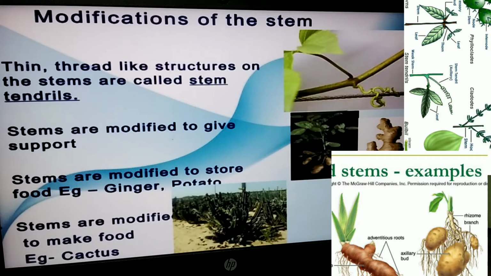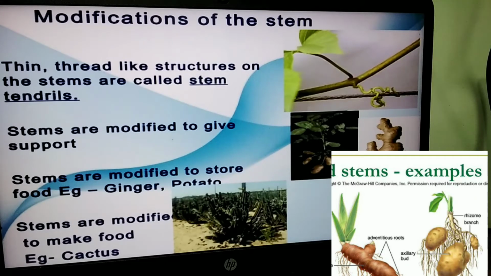Some stems are modified to store food. They are underground. For example, potato and ginger are such stems. Now, if you observe, there are buds on the stem growing into shoots. Like potato, modified stems of other plants growing underground show all parts of the stem like nodes, internodes, buds, and they also have small non-green thin papery leaves called scaly leaves.